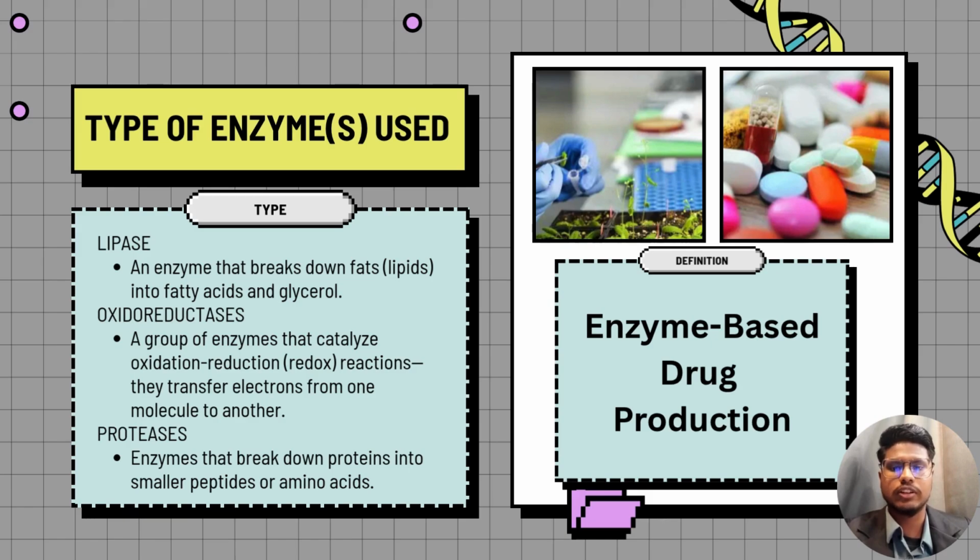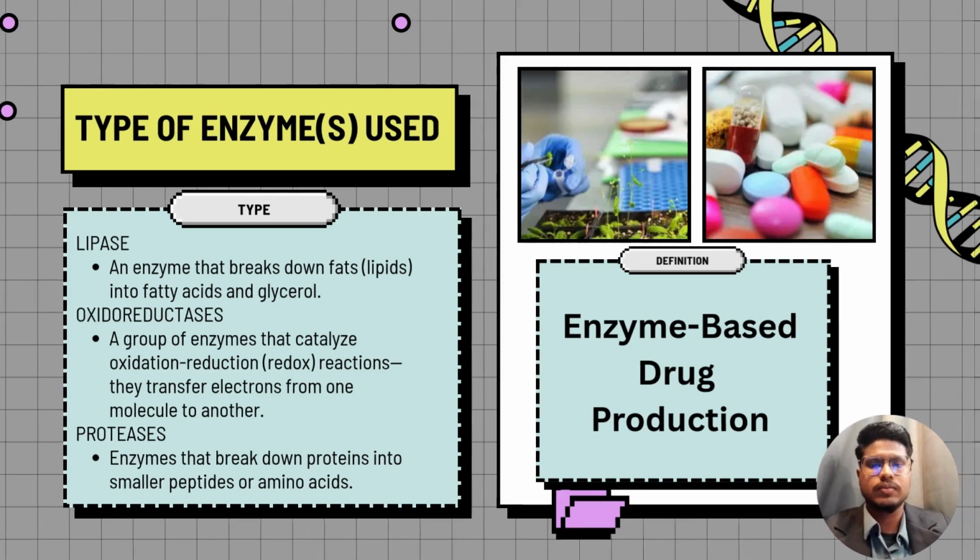Next, we have oxidoreductase. This is a group of enzymes that carry out oxidation and reduction reactions. They work by transferring electrons between molecules. These enzymes are important in drug synthesis, biosensors like glucose test strips, and even in environmental cleanup processes. There are also other enzymes like protease and transaminase. They also help in their own way in the biotech industry and in medicine.